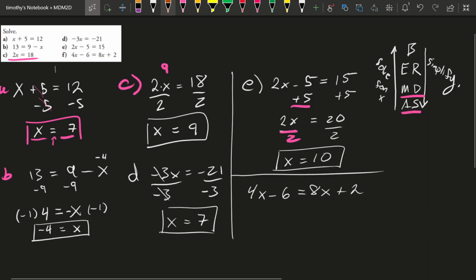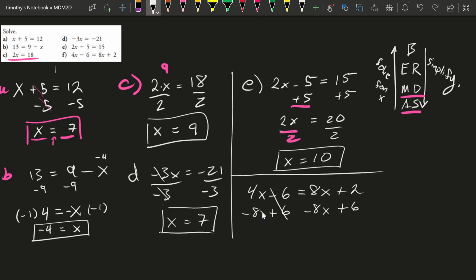So I'm going to add and subtract the appropriate numbers. I'm going to add 6 to both sides. These 6's then cancel out. And at the same time, I'm going to skip some steps here, so I'm going to subtract 8x, I'm going to subtract 8x, okay? And we end up with these 8x minus 8x. These guys cancel out as well.